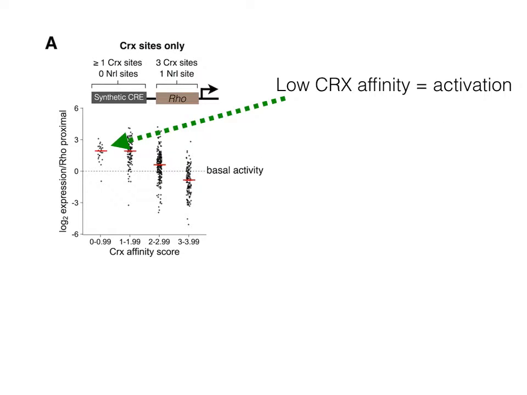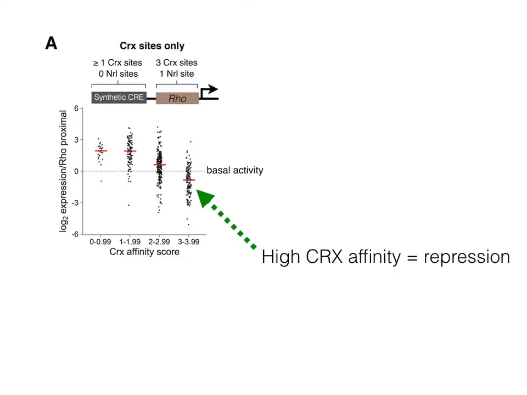Lower affinity sequences activate reporter gene transcription above basal levels in our experiments, but as total CRX affinity is increased, sequences are more likely to repress below basal levels. This shows that CRX binding sites alone are sufficient to encode transcriptional activation and repression.